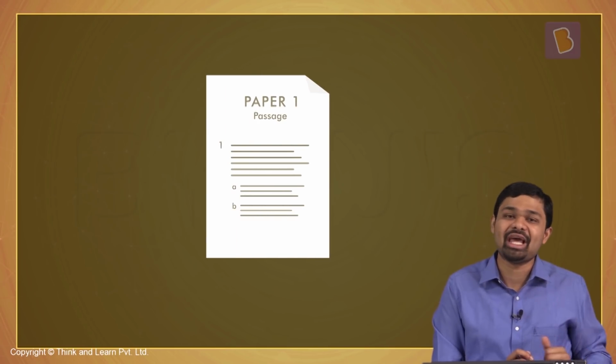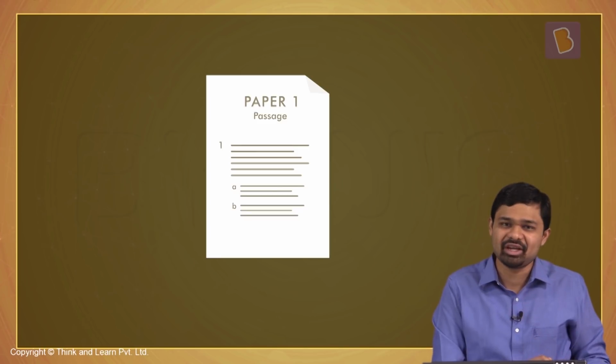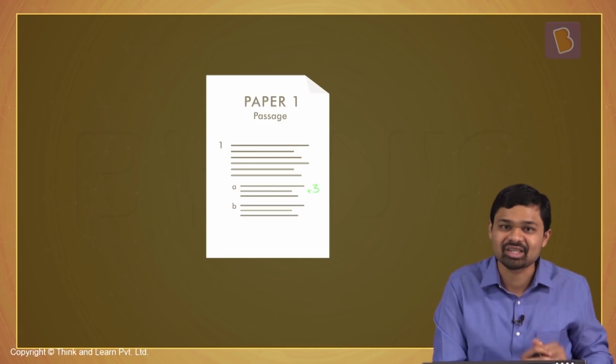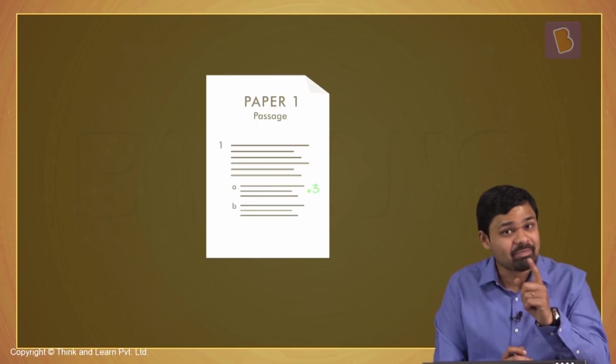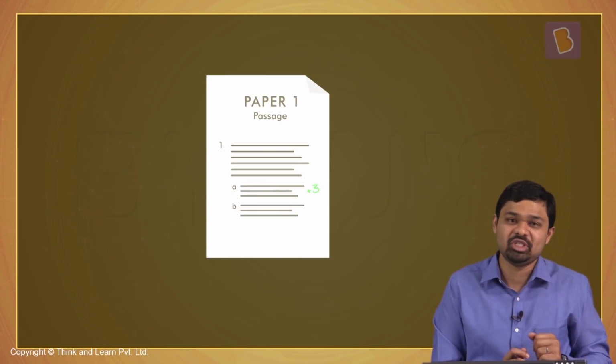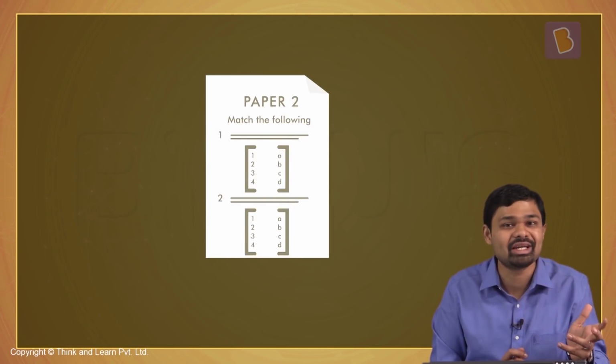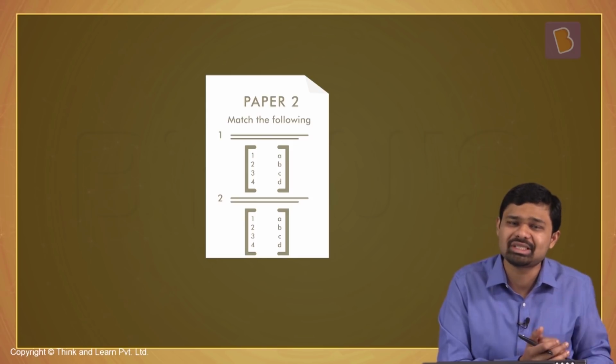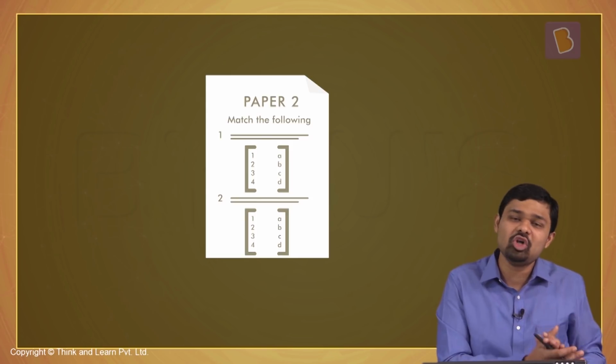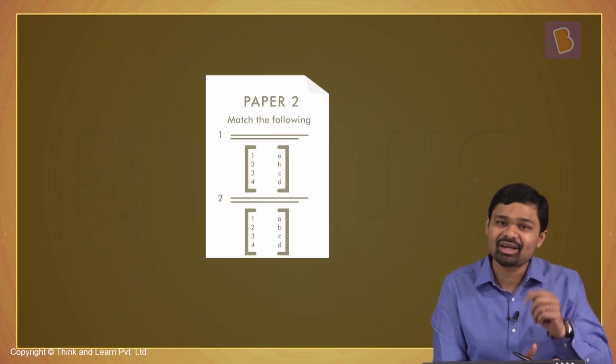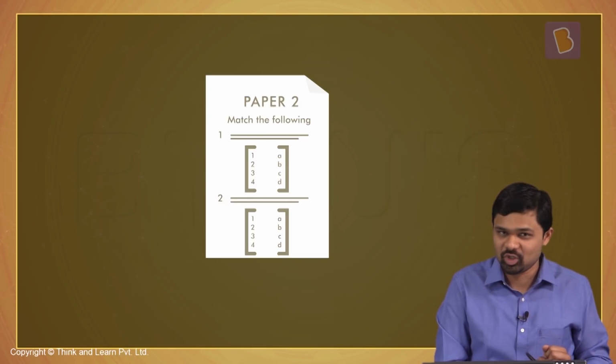One passage carried 2 questions, both of them single correct answer questions carrying +3 marks each time you got them right. In paper 2, passage type of questions were replaced by match the following kind of questions, which was almost a similar pattern, and it was also a single correct answer kind of question in paper 2. So both the papers had 3 different sections. The first 2 sections were common. The third section was match the following in paper 2 and passage type in paper 1.